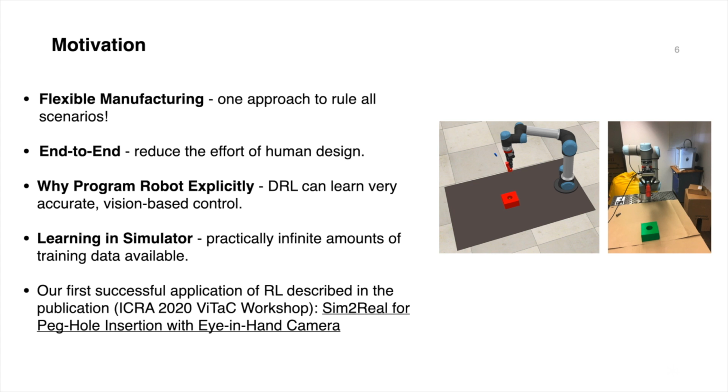We are interested in flexible robots which can perform many various tasks. We are excited about end-to-end solutions because they reduce the effort of human design, and deep reinforcement learning seems to be the right choice. We also have access to practically infinite amounts of training data because we only train in the simulation. For more details, I encourage you to take a look at the paper we have published at the workshop at the recent ICRA conference.